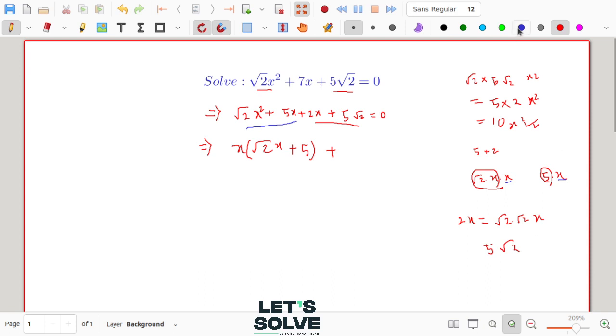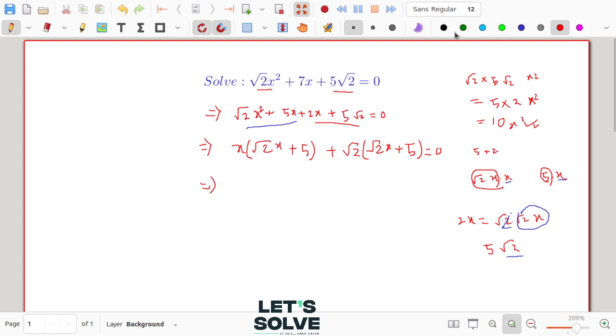Now we can see something is common in both terms. Root 2 is here also, root 2 is here also, so we can take root 2 common. So root 2 is common; in the first term what is left is root 2x, so we write root 2x plus, and root 2 is out, so what is left here is 5, so we write 5, equals 0.